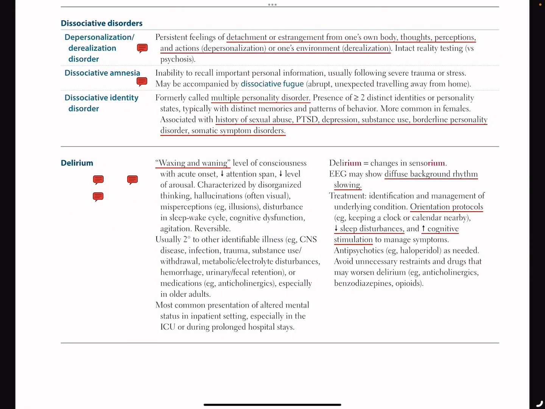Dissociative identity disorder, formerly multiple personality disorder. Okay, presence of two or more distinct identities or personality states, typically with distinct memories and patterns of behavior, more common in females, associated with a history of sexual abuse, PTSD, depression, substance use, and somatic symptom disorders. So it has a history of everything.